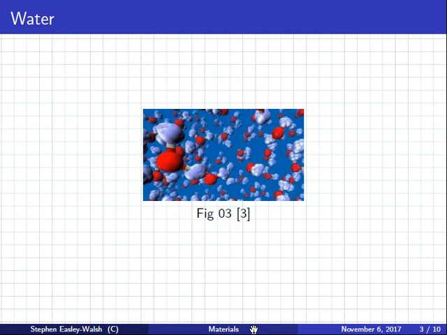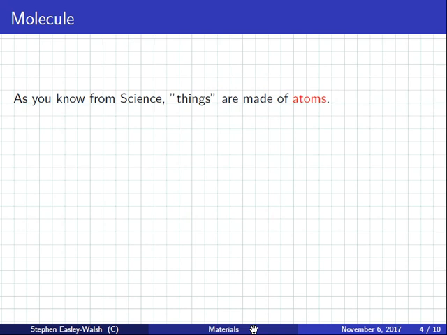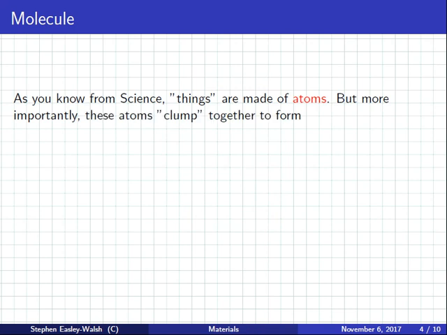If we were to look at water under a microscope, you all learned this in middle school. It looks like this. You have your H2O. You know from science that things are made of atoms. This is basic knowledge, everybody knows. And of course you know this from chemistry. But more important is that these clump together to form molecules. Again, something you know from chemistry. Atoms make molecules. So what do we mean when we say a molecule?